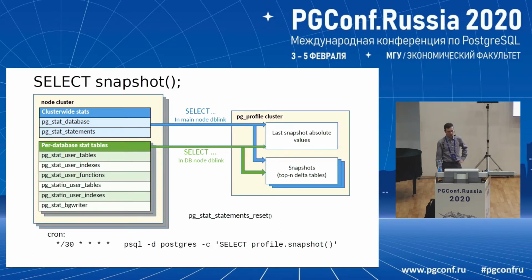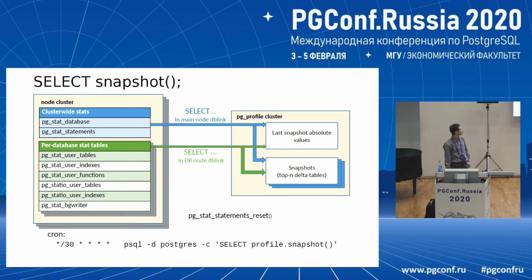So how does it happen? This is a scheme which shows you two clusters, the PG profile cluster and the node cluster, but in fact it can be only one cluster, of course, but in any case it will happen in the same way. There are node clusters, which can be several. There is a shadow, which means that there are several instances.